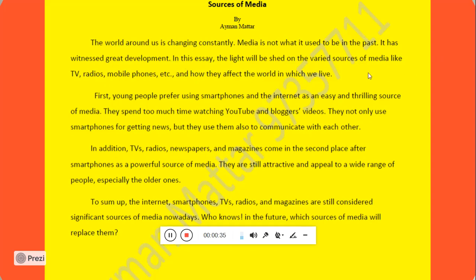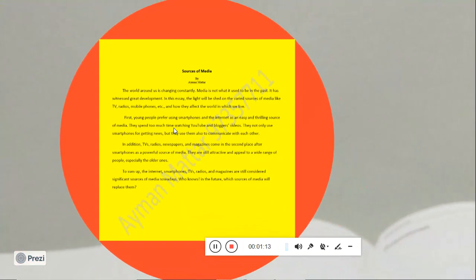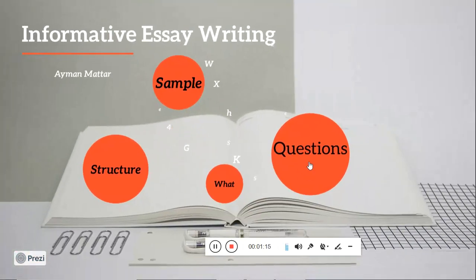Then we have got thesis statement here. Then first we use some linking words to talk about sources of media, and we add something to talk about this. Then to sum up the internet, smartphones, TVs, radios, etc. as sources or significant sources of media nowadays. Who knows in the future which sources of media will replace them. Okay, so you can pause the video and write this piece of writing if you like. Then we have got some examples, some questions here.